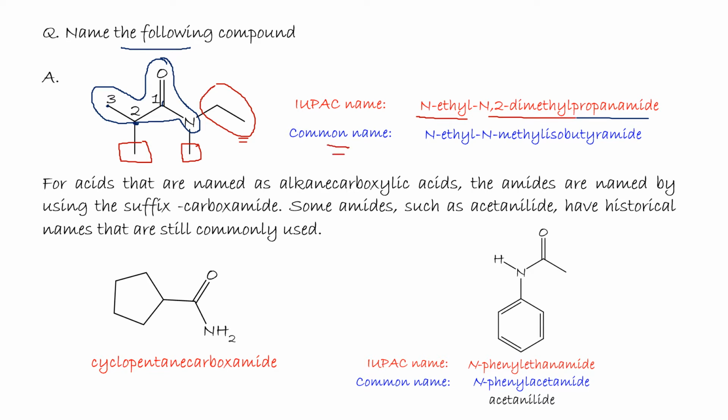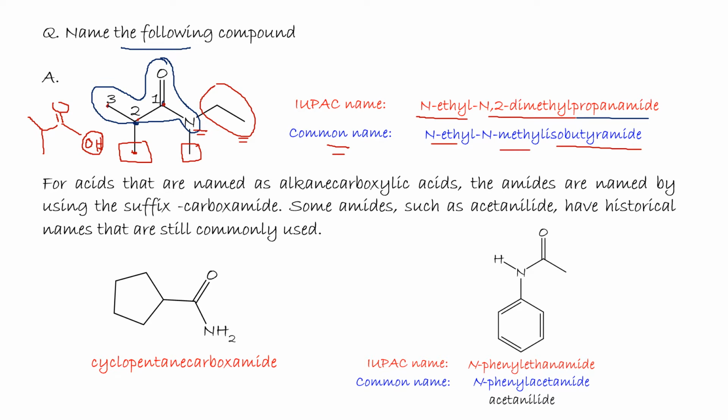Common name, N-ethyl N-methyl isobutyramide. Since you have here carbon 2, 3, 4 with iso, that's isobutyric acid. Now we have taken this out and added the nitrogen. With the substituent, it will be butyramide.